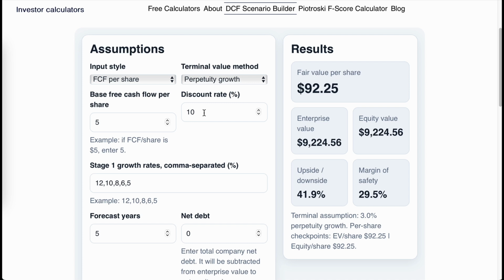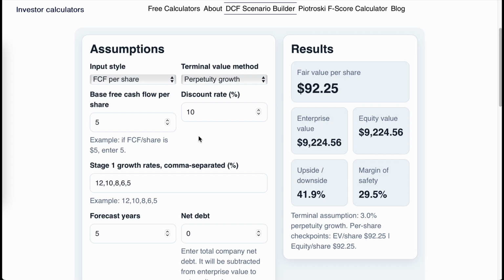Then you go to the discount rate or WACC rate, the weighted average cost of capital. You discount your forecasted free cash flow and the company's terminal value by this rate. The higher the discount rate, the lower will be your forecasted share price or stock fair value or stock target price, as some analysts call it.